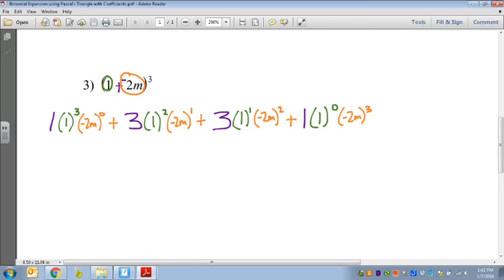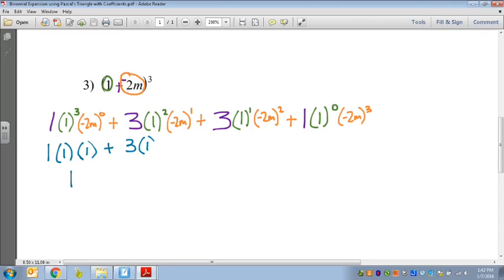So, I still have the 1. 1 cubed is 1. Negative 2m to the 0th power, well, anything to the 0th power is 1. Right, it all becomes 1. So 1 times 1 times 1 equals 1. Okay, that's easy enough.